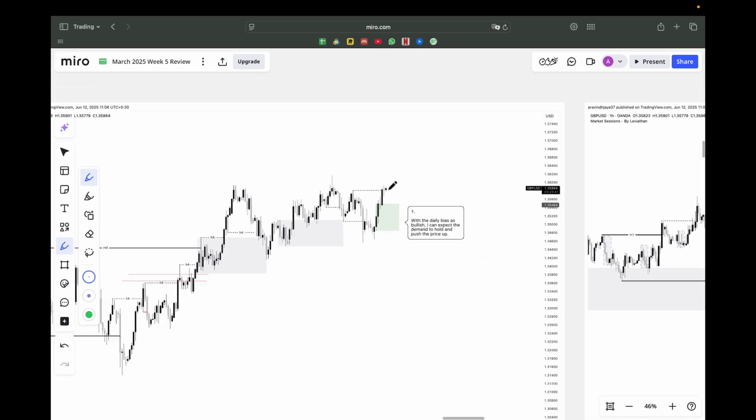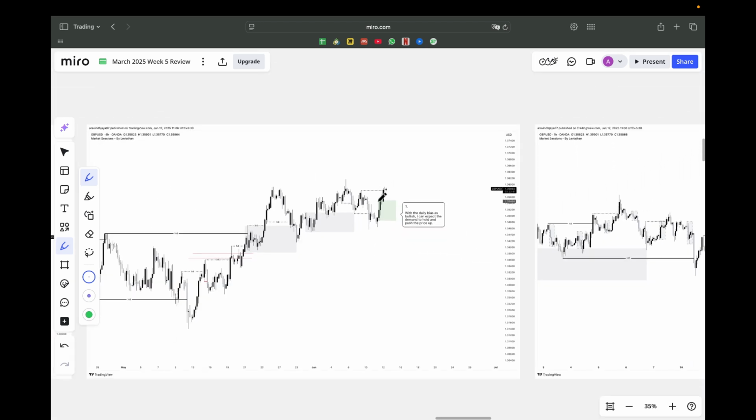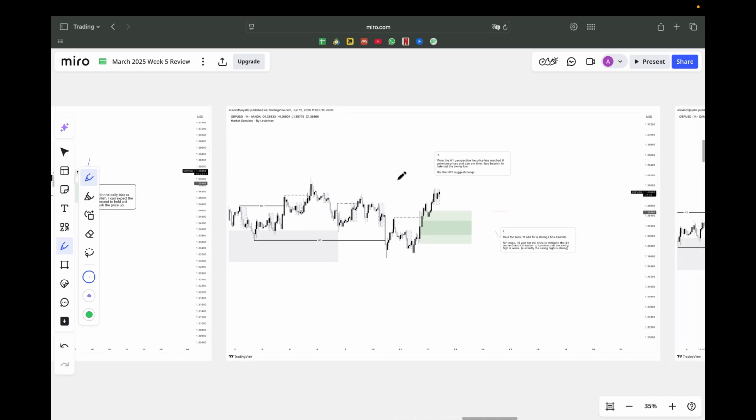And here we go. We got some 4-hour demand. This is not a mechanically valid demand zone, but just to identify which demand is holding the price, I mark this one because this is the demand zone that made interaction with the supply. So I assume this could be respected and price can push further up. So that's what I meant.